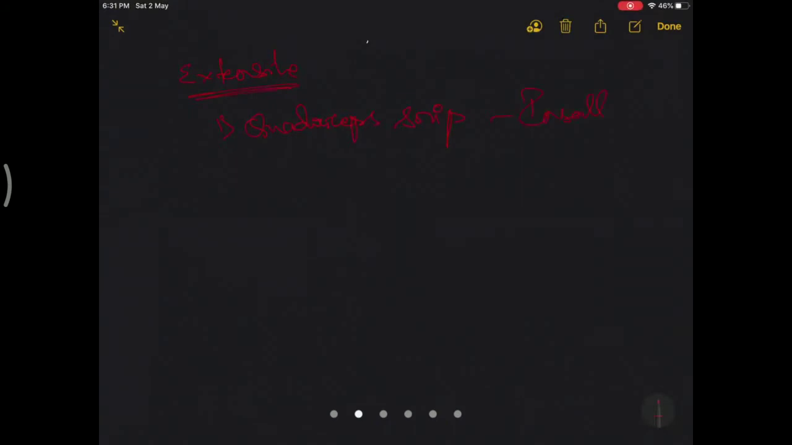So what is done is, you have rectus, you have lateralis, and you have medialis. You have the patellar tendon.